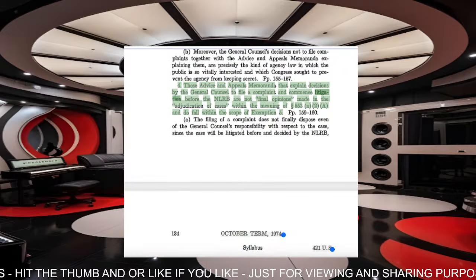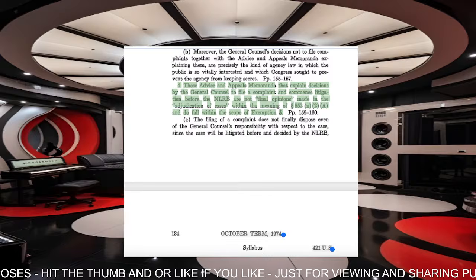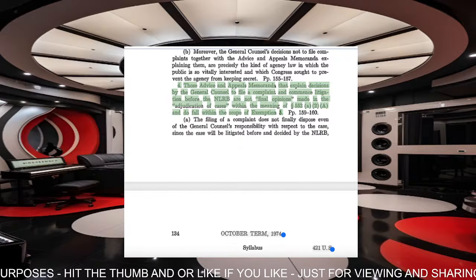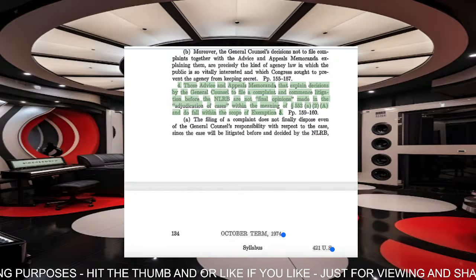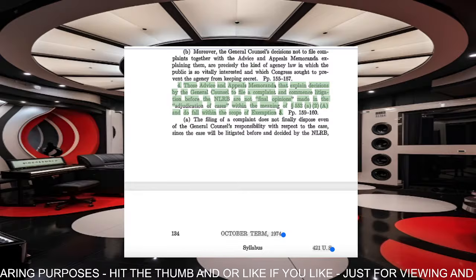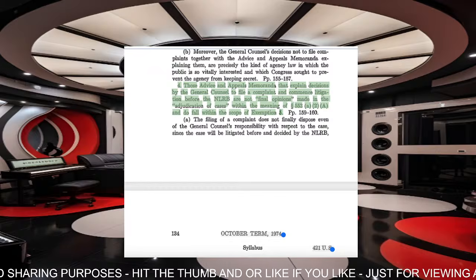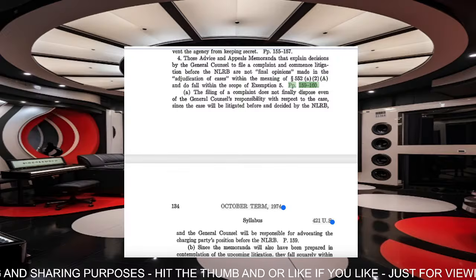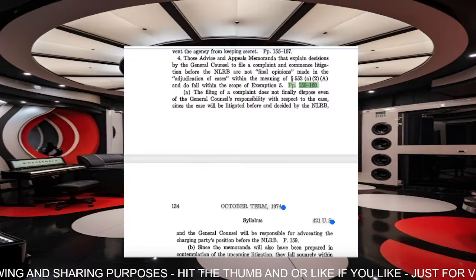Advice and appeals memoranda that explain decisions by the General Counsel to file a complaint and commence litigation before the NLRB are not final opinions made in the adjudication of cases within the meaning of 552 and do fall within the scope of Exemption 5. pp. 159-160.